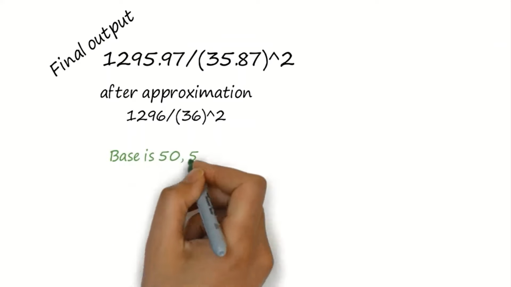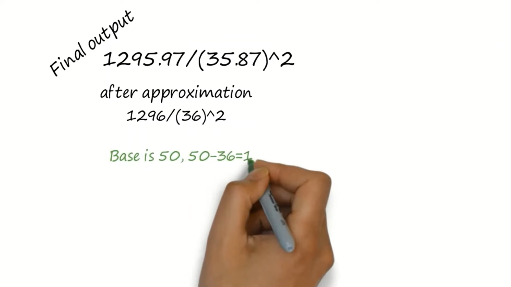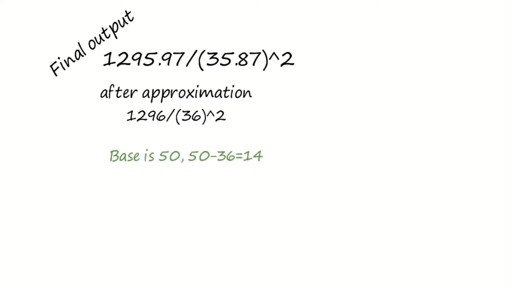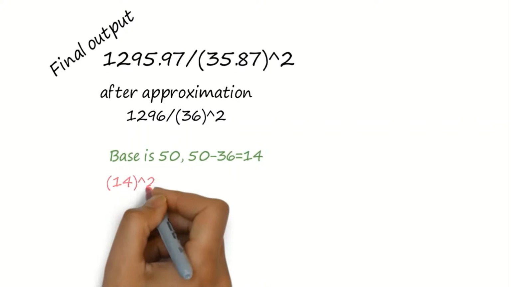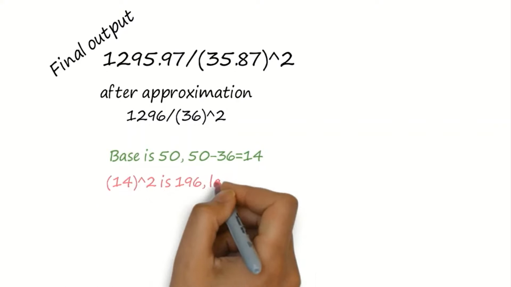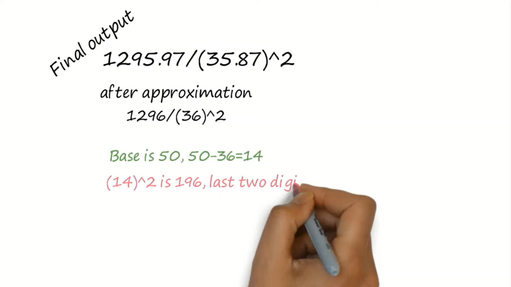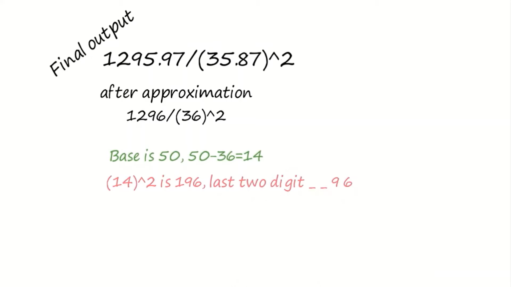First choose the base. Here it is 50. Then subtract 50 minus 36, which is 14. Then perform 14 square. We get 196. 96 is the last two digits of the answer and 1 is carry.